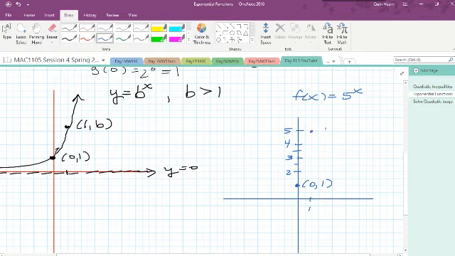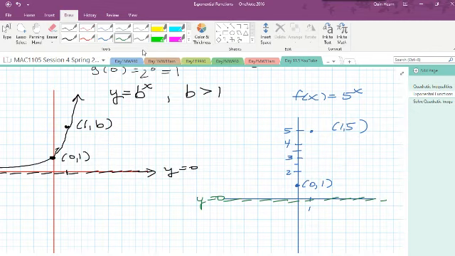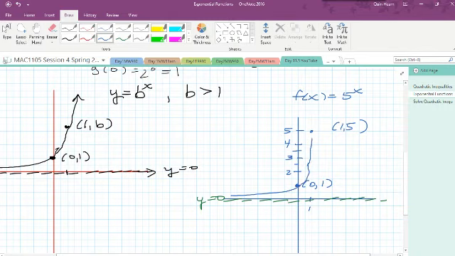We would put in our asymptote. I'm going to make it a different color maybe here. y equals 0. And then we would draw our graph, gradually increasing to the left of the y-axis, and then we're going to quickly increase on the right, very steep.